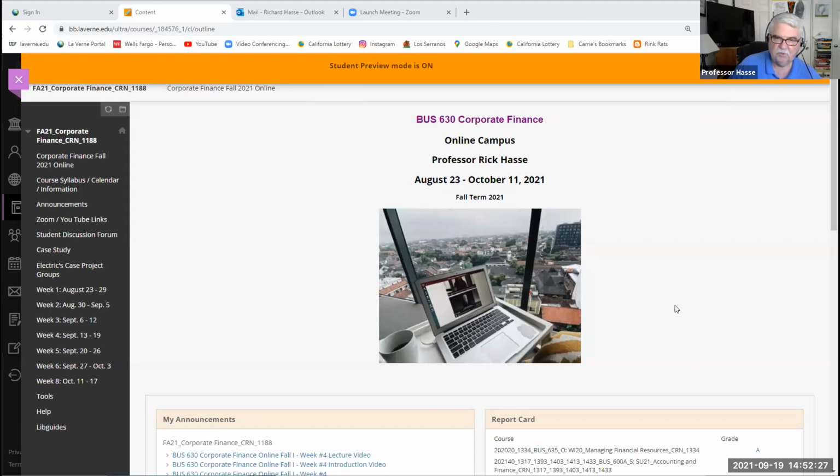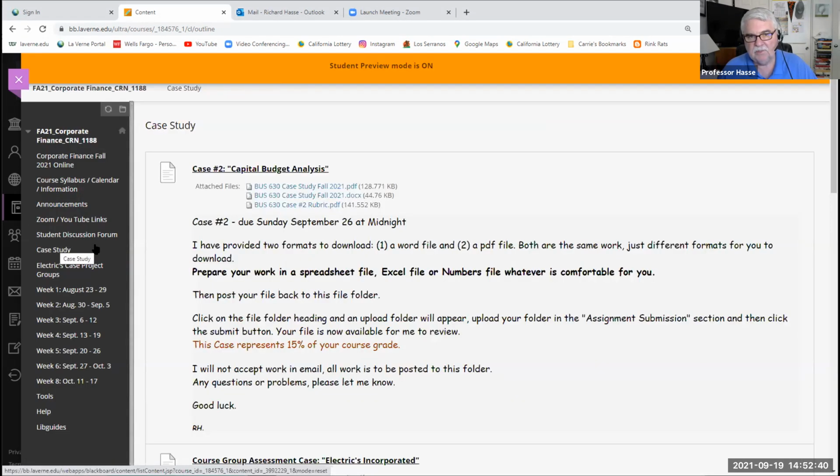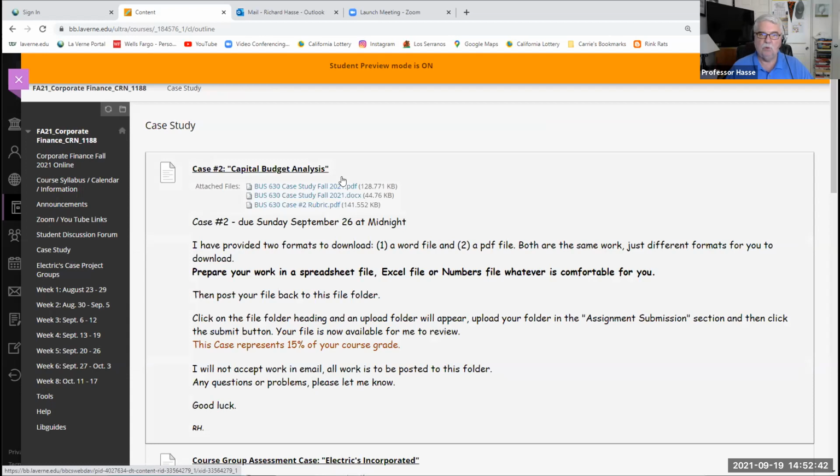Okay, a couple of things to note in your Blackboard as we head into our week number 5. Capital budgeting risk analysis is number 1. Make sure you see case number 2, which has now been posted to Blackboard. I give you a PDF and a Word doc version, and I give you a rubric of how I'll be assessing and grading that work.